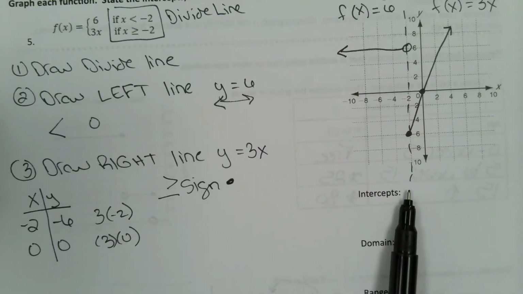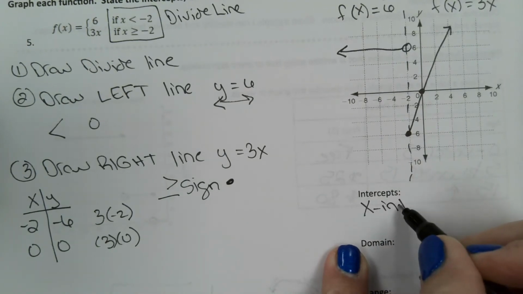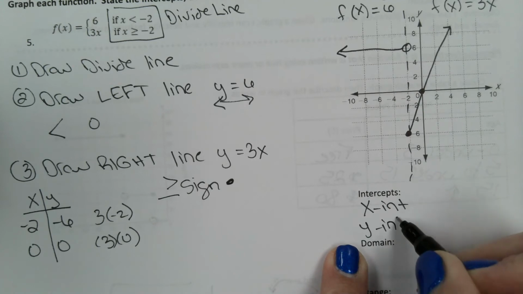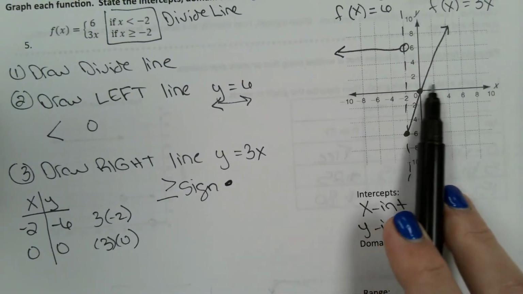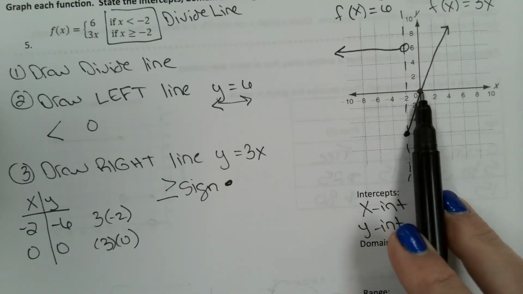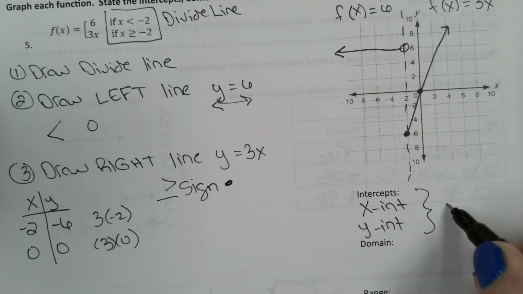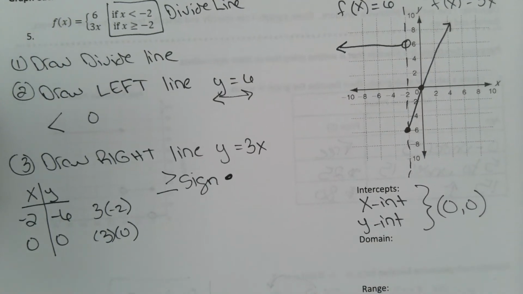I have to do my intercepts. So I have both an x-intercept and a y-intercept sometimes. So what is my x-intercept? Well, the x-intercept and the y-intercept are both, in this case, going to be 0, 0. I have a point at the origin.